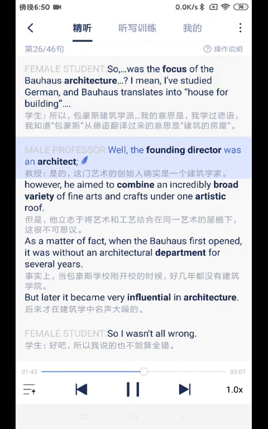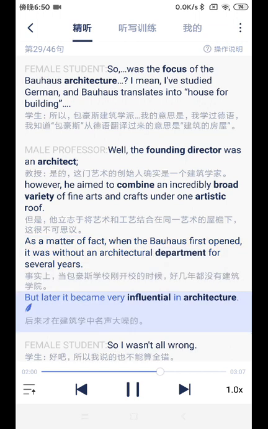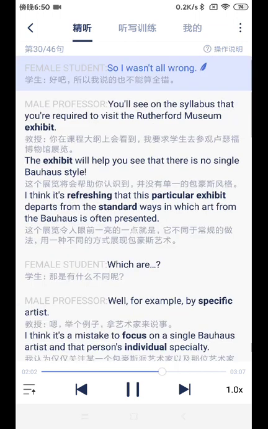Well, the founding director was an architect. However, he aimed to combine an incredibly broad variety of fine arts and crafts under one artistic roof. As a matter of fact, when the Bauhaus first opened, it was without an architectural department for several years. But later, it became very influential in architecture. So I wasn't all wrong.